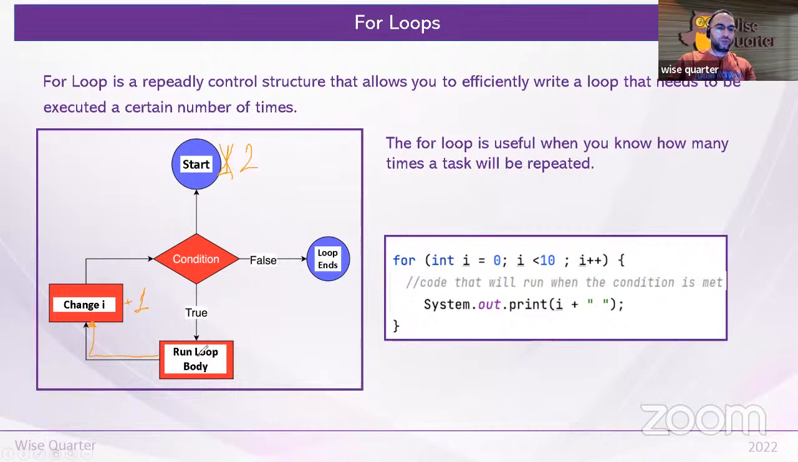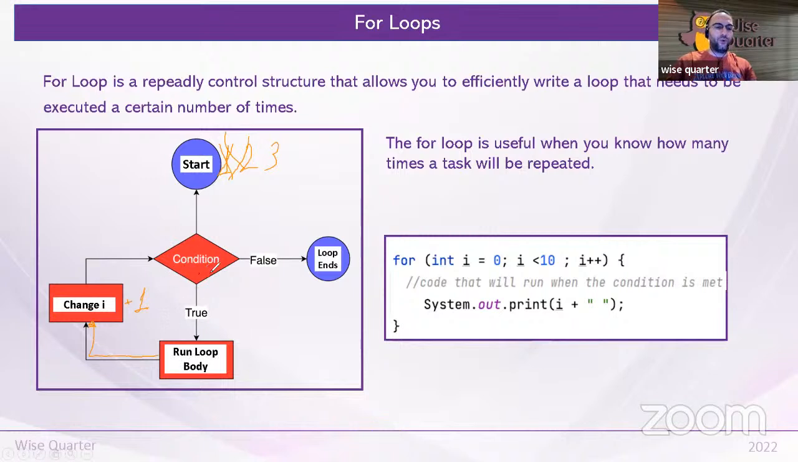It will check the condition. If it is true, it will execute the body. It will change the body. It will increase the value by 1, another 1, and it will be 3 this time. And then again, the condition will be checked. If it is true, yes, it will run the body again and again and again.